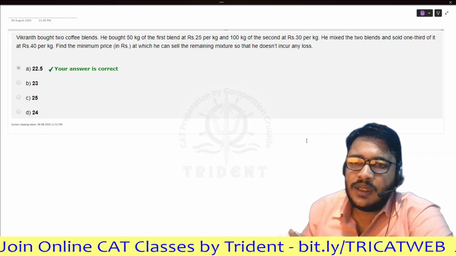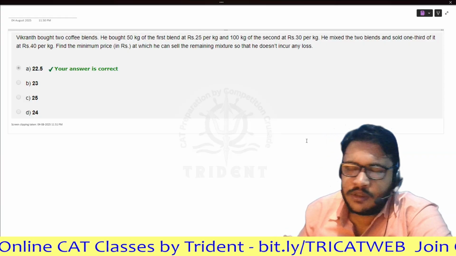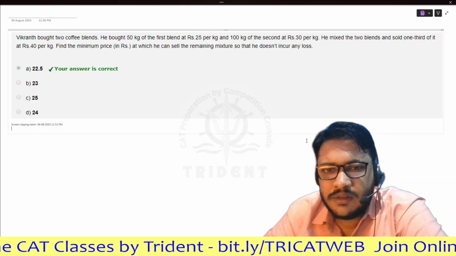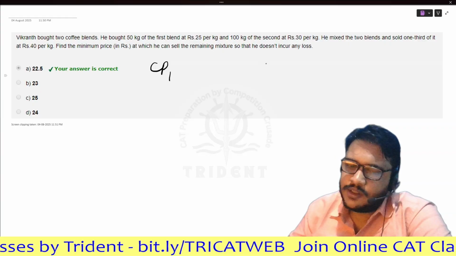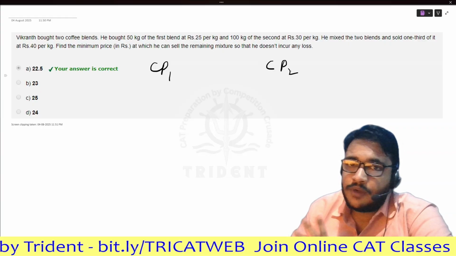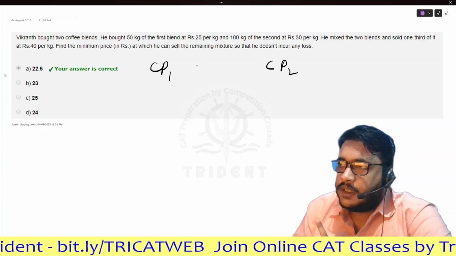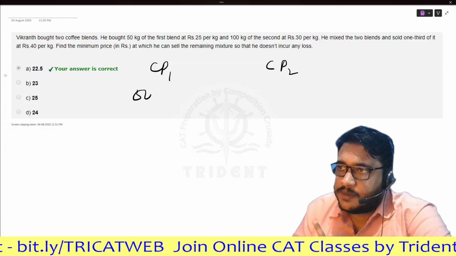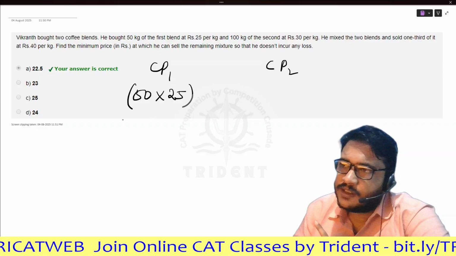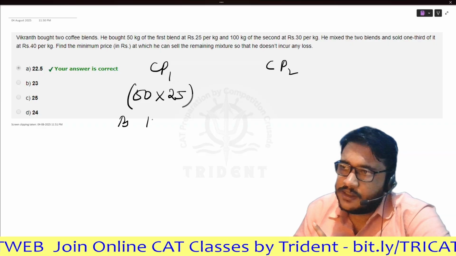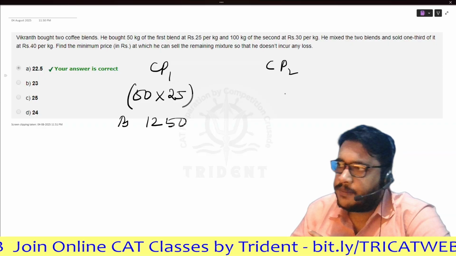Now this question at the face of it seems like a question of profit and loss, but there is no such profit or loss happening. So there is cost price 1 and then there is cost price 2. Now you have to understand one thing: 50 kg has been bought at 25 rupees per kg. So the total amount that he is spending for that 50 kg is rupees 1250.